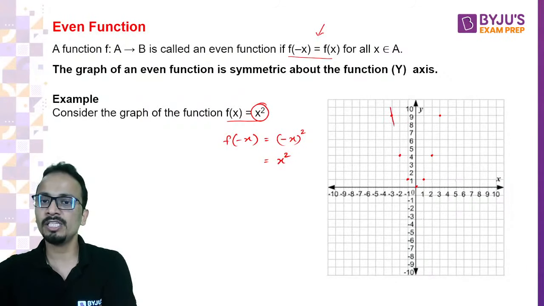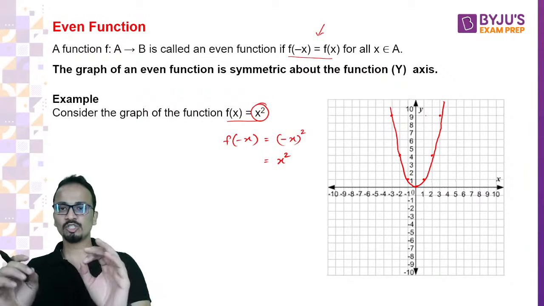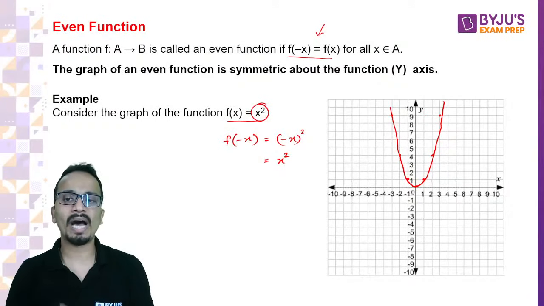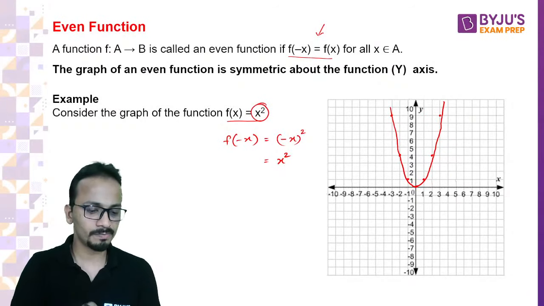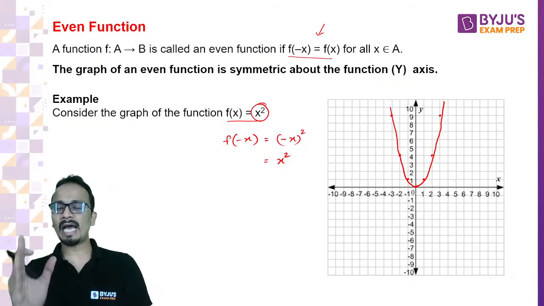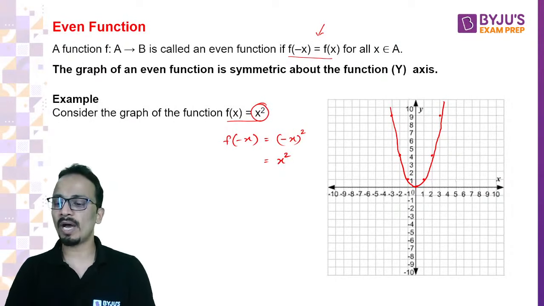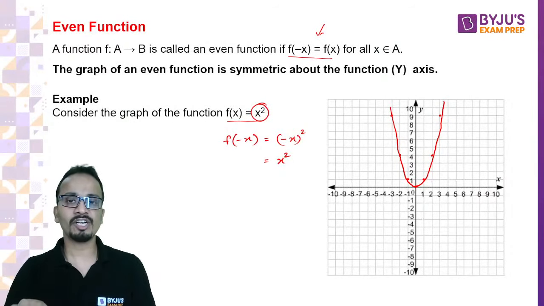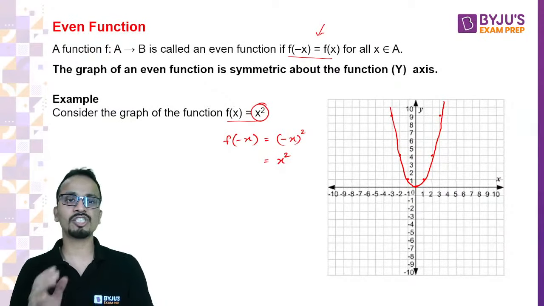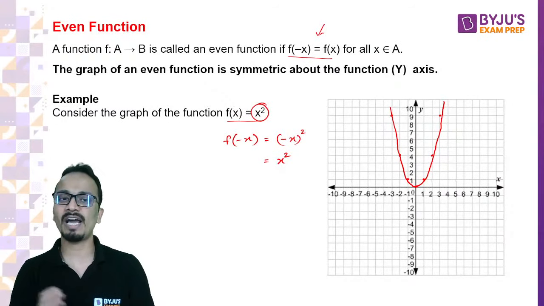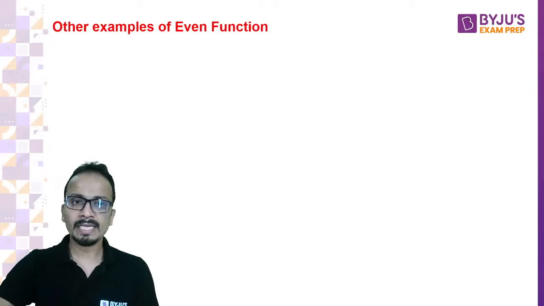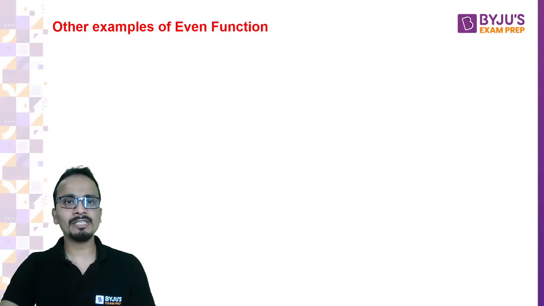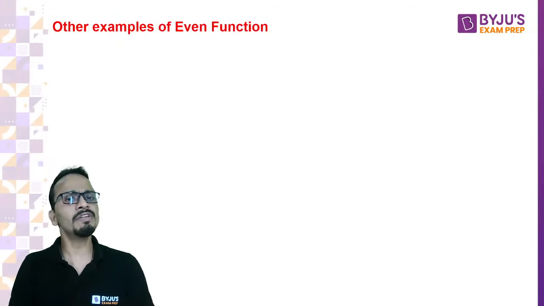If I join these points with a curve, the graph will roughly look something like this. Okay, pardon my drawing. All right, so this will be the graph of y equal to x square. And you can see that it is symmetric about y-axis. So the graph of every even function will be symmetrical about y-axis. All right, now let's take some other examples of even functions.